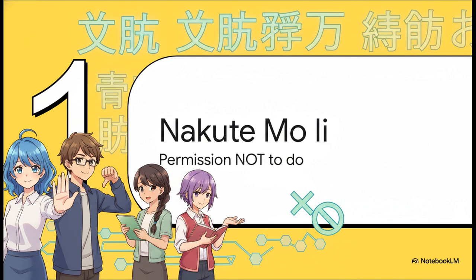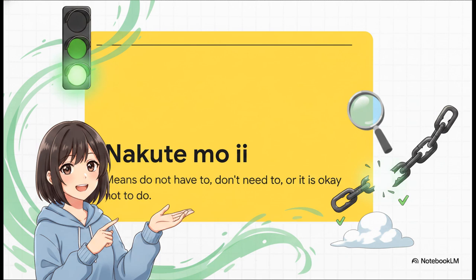Giving permission not to do something. So the absolutely crucial thing to remember here is that this grammar point removes an obligation. It's literally a green light to just skip an action. When you drop a nakute mo ii in conversation, you're essentially telling someone, hey, you really don't have to do this, or you don't need to. It takes all the pressure off in a super polite and natural way.